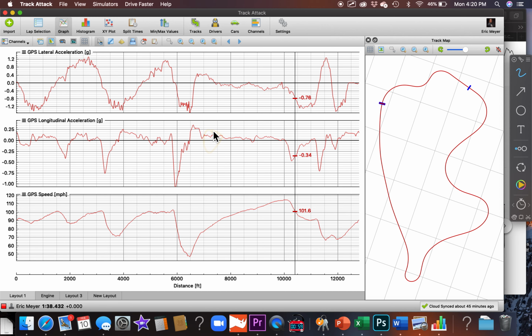Okay, I'm going to look for some other neat little things in here. And man, these brake traces, or the Long G, are looking really pretty. And boy, these are just nice little data right here. Kind of looking around, trying to find some stuff.